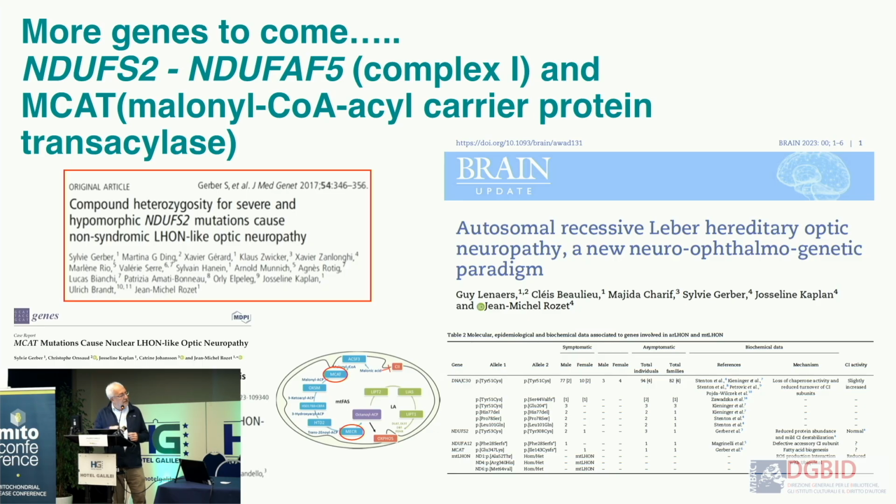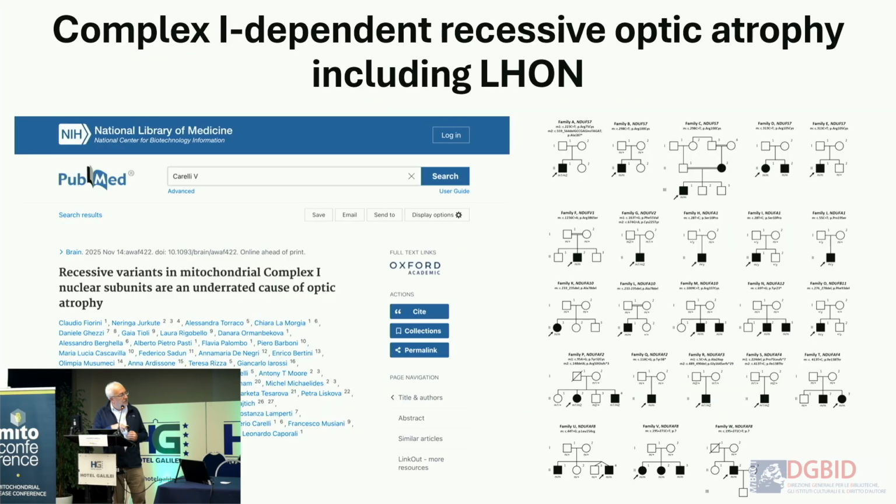And besides complex 1, the new pathway which got involved in Leber's is also the fatty acid biogenesis with MECR and MCAT, two genes in this pathway at the beginning, at the end of the pathway. This was nicely shown by Claudio the other day at the mini symposium. So we have another possible pathogenic mechanism leading to a subacute loss of vision.